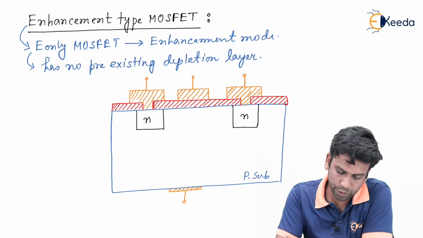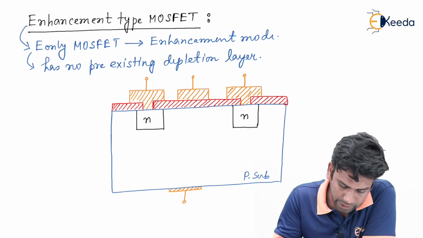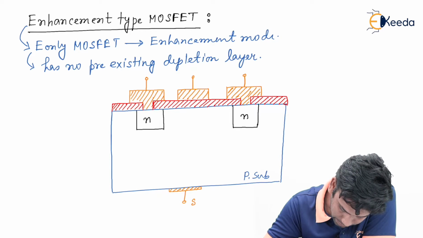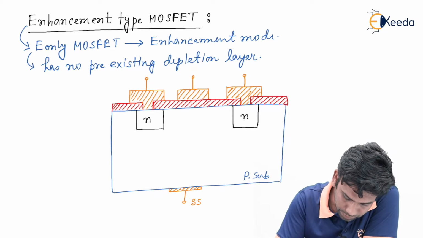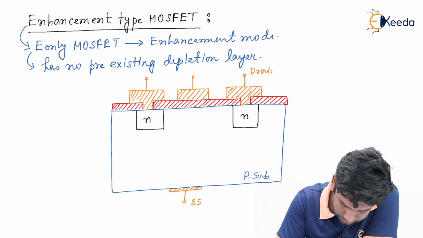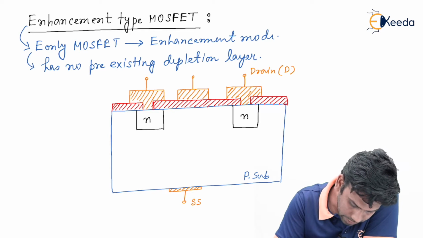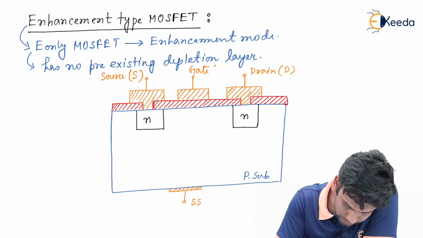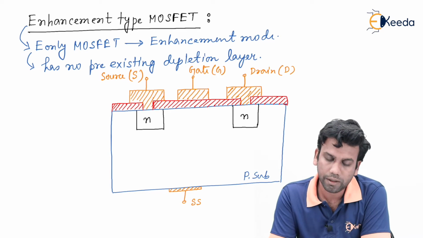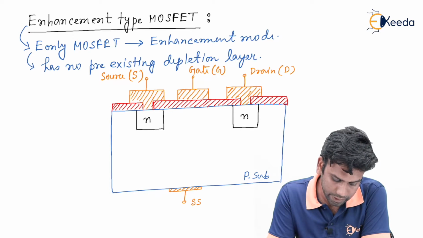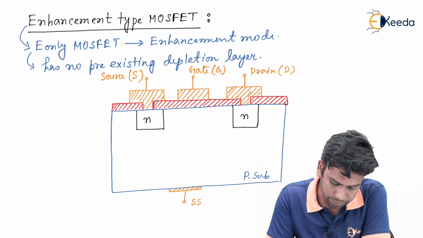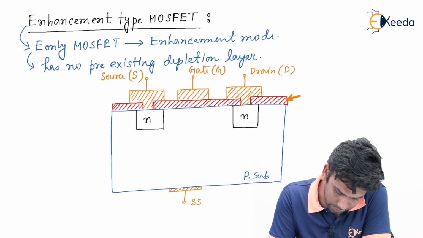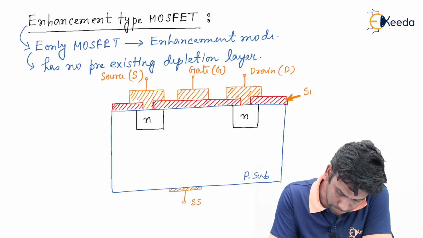because enhancement type MOSFET will have four terminals. So this terminal is the substrate terminal or SS. This will be the drain terminal, that is D. This will be the source terminal, that is S, and this is the gate terminal or G. In this way the enhancement type MOSFET is fabricated, and we can see that this one is the SiO2 and this one is the metal.